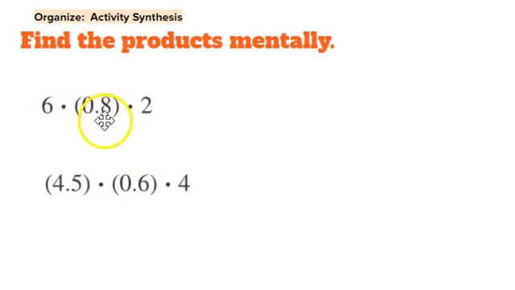Let's see, 6 times 8/10 will give you 4 and 8/10. 4 and 8/10 times 2 would get you 9 and 6/10. What about this other one?